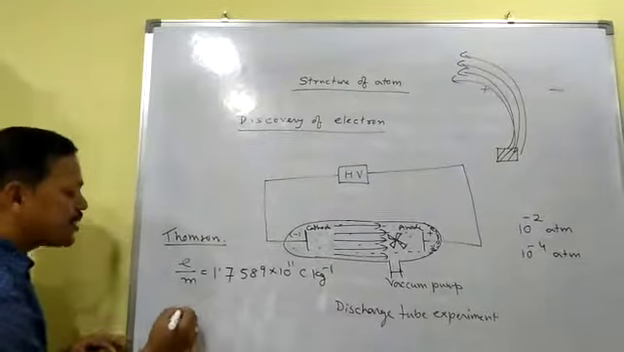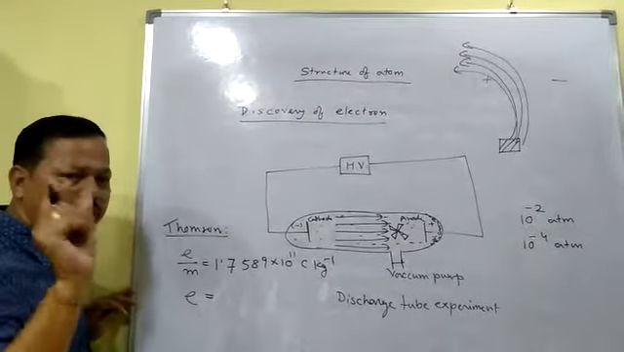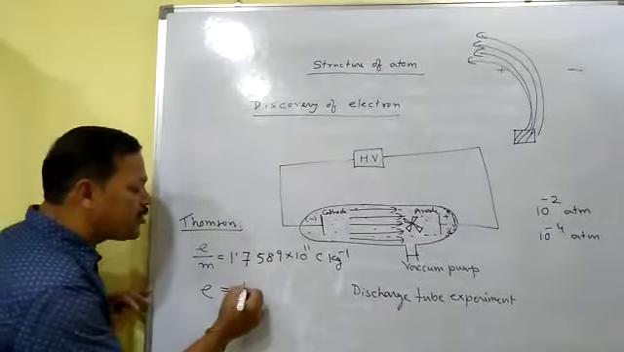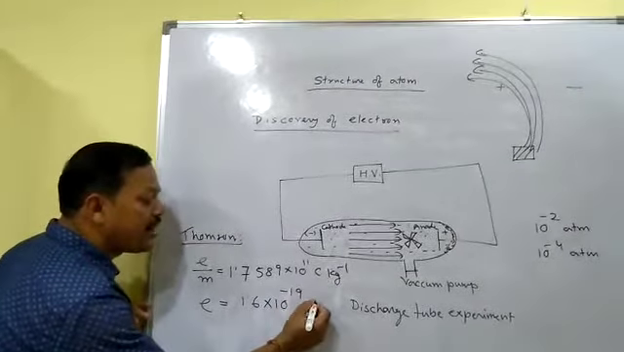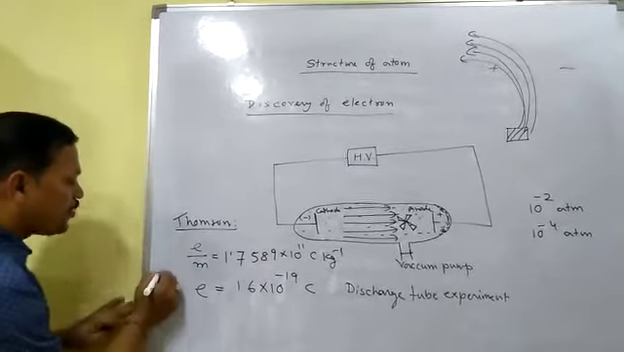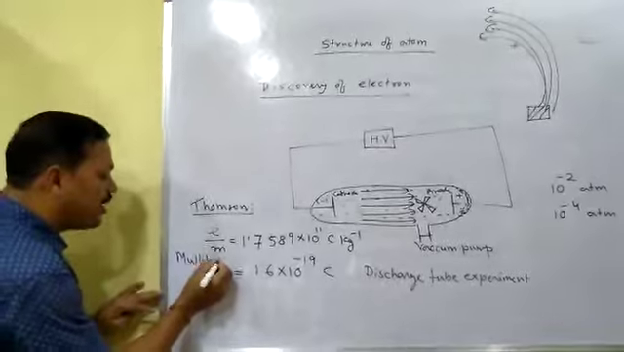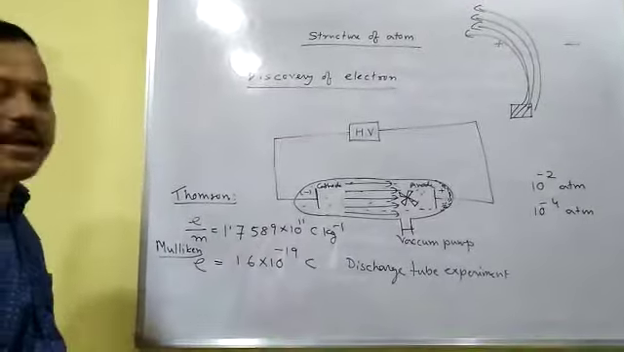And one of the scientists, Millikan, determined the charge of electron by applying the oil drop method. He found out the charge of electron, and the charge of electron Millikan got is 1.6 into 10 to the power minus 19 coulomb. So Thomson determined the e by m value, and one of the scientists, Millikan, determined the charge of electron, 1.6 into 10 to the power minus 19 coulomb.